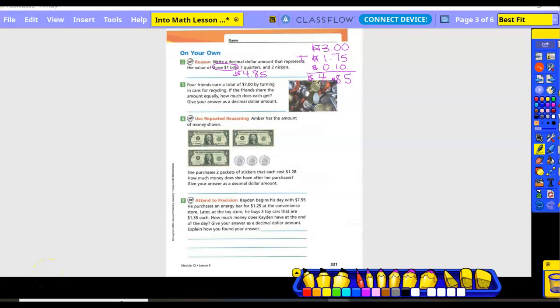All right, number 3, 4 friends earn a total of $7 by turning in cans for recycling. If the friends share the amount equally, how much does each get? Give your answer as a decimal dollar amount. Like I told you guys, we could do 4 groups and then evenly put it out, like what we used to do with base 10 blocks, and we break it apart, right? If we didn't have enough to spread out evenly, we can go ahead and put it in the house. So $7 divided by 4.